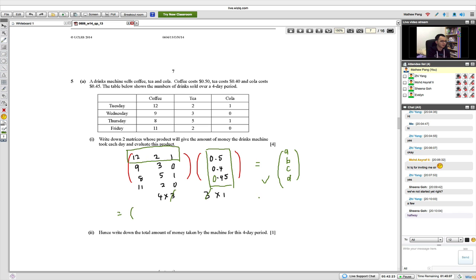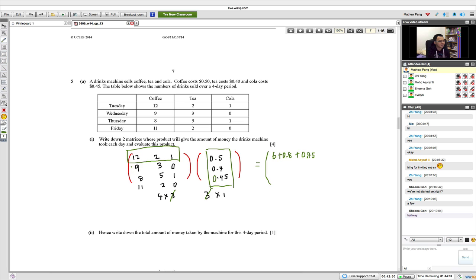Maybe I use this space to multiply, so I need more space. So I'm not going to write here, I will write here. Okay, so this one: 12 multiplied by 0.5 will be 6. 2 multiplied by 0.4 is 0.8. Plus 1 multiplied by 0.45 is just 0.45.